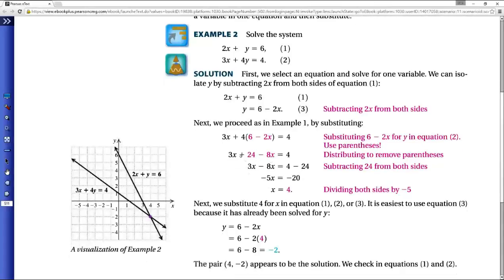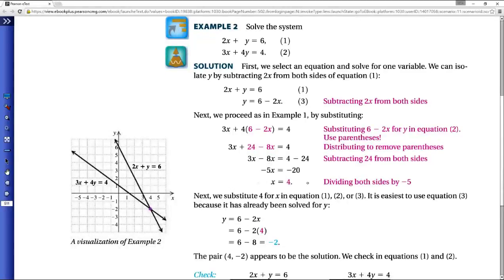which in this case, what they did is took a negative 24 and added it to both sides, and they end up with 3x minus 8x, which is negative 5x equals negative 20. Take a negative 1/5 times both sides, and you'll get a positive x equals positive 4. Well, that's one of my ordered pairs. I got a 4 for x.